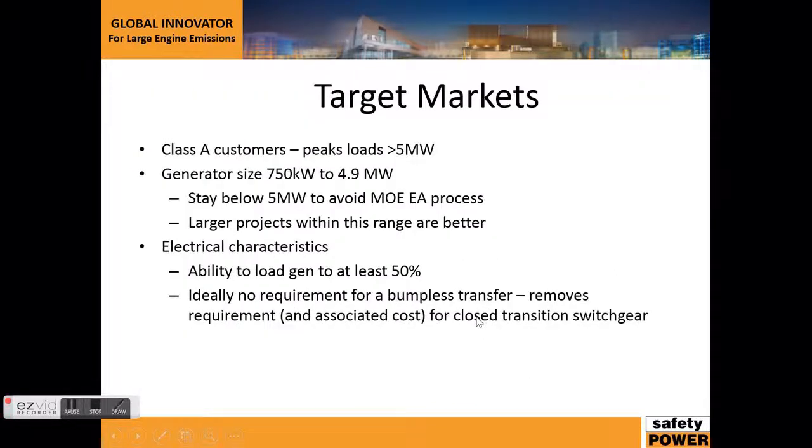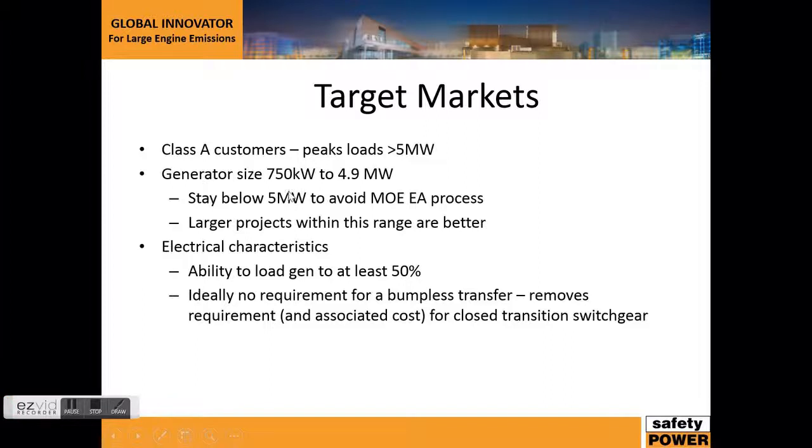So really the target markets of this presentation are Class A customers that have existing generators that range from 750 kilowatts to 5 megawatts. It's important to stay below that 5 megawatts per generator, as there's a whole another MOE process that's required once you get into generators that have larger electrical outputs, and that's very cumbersome, and as a result, we try to stay away from it.